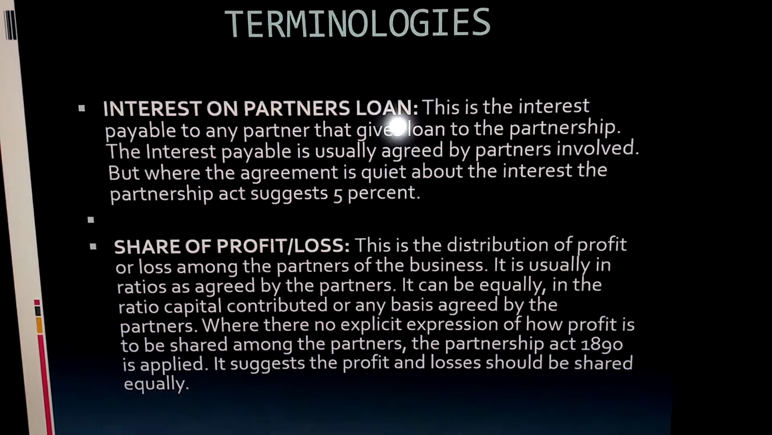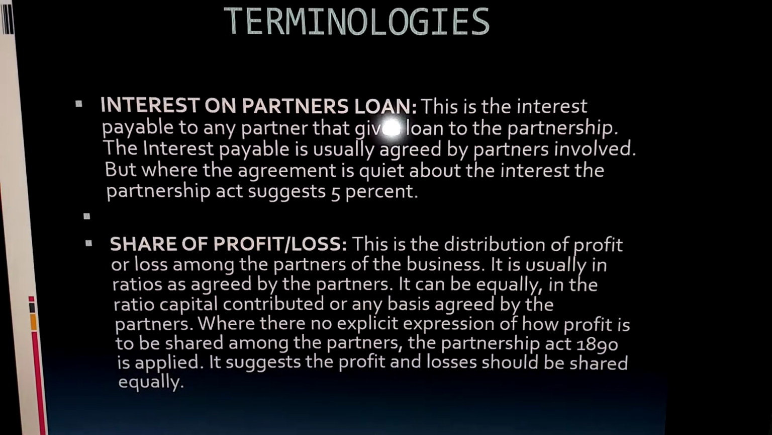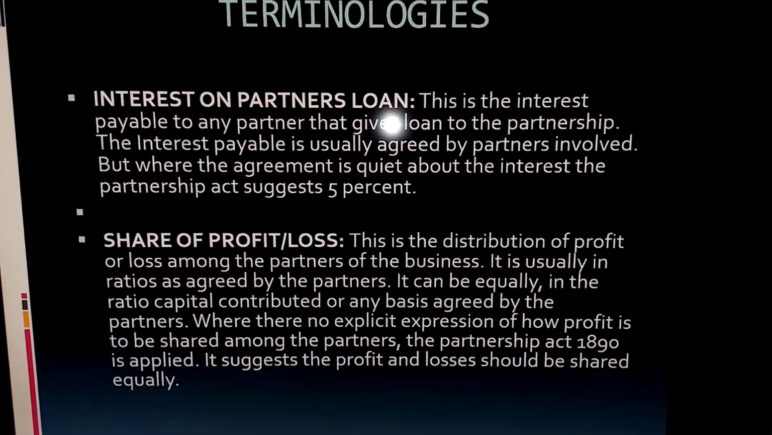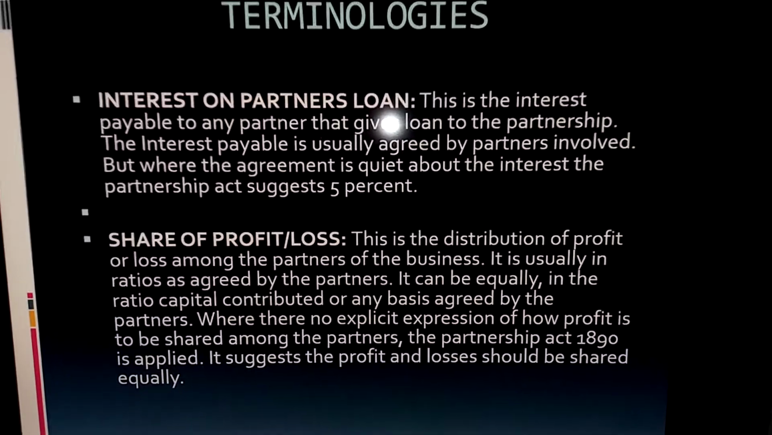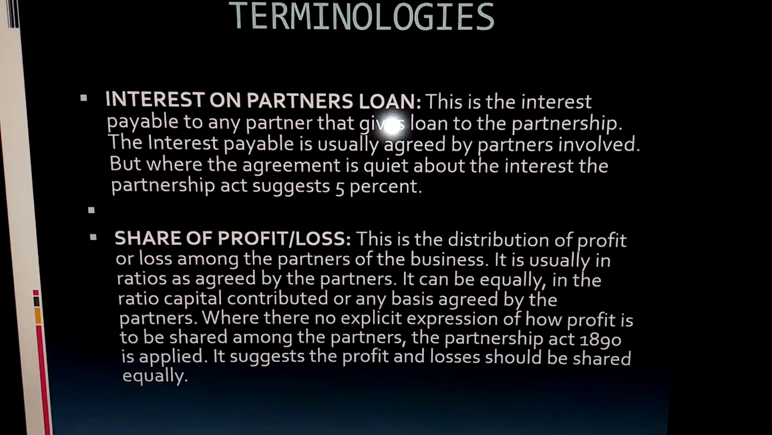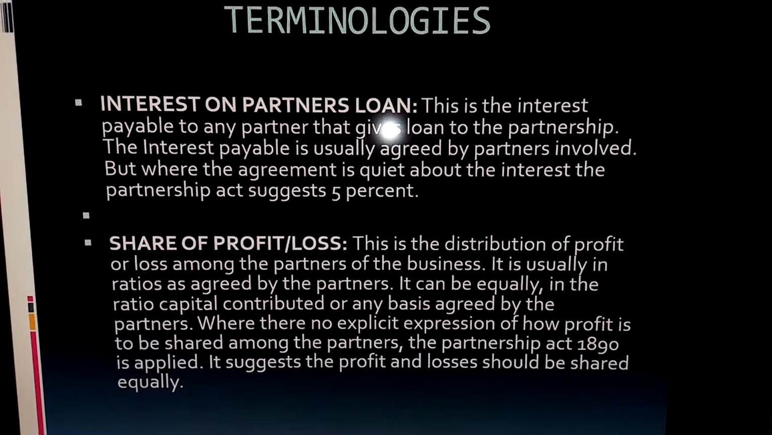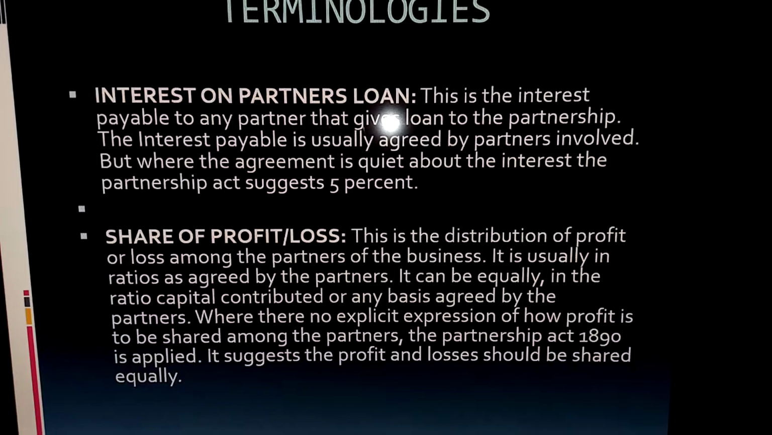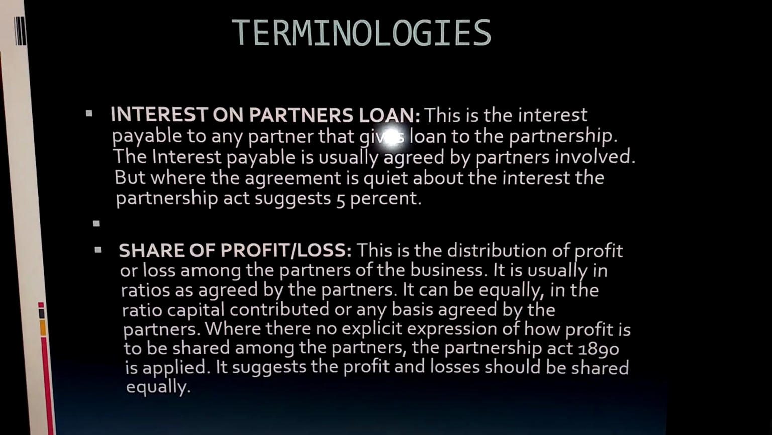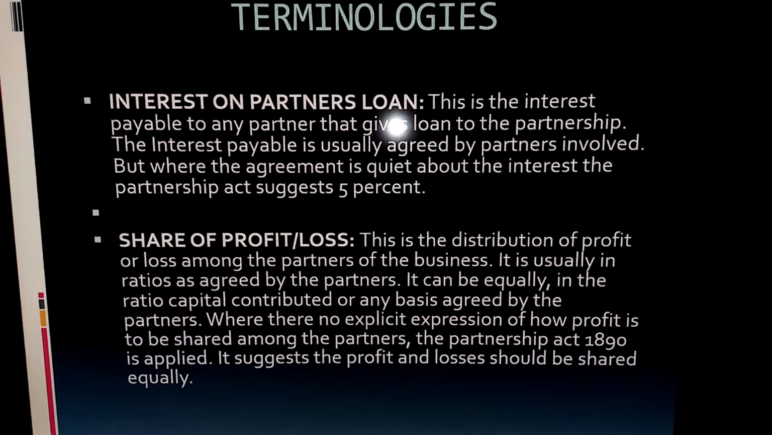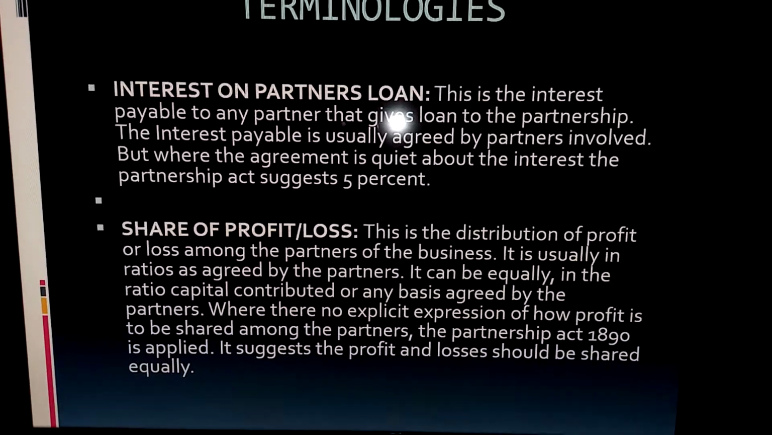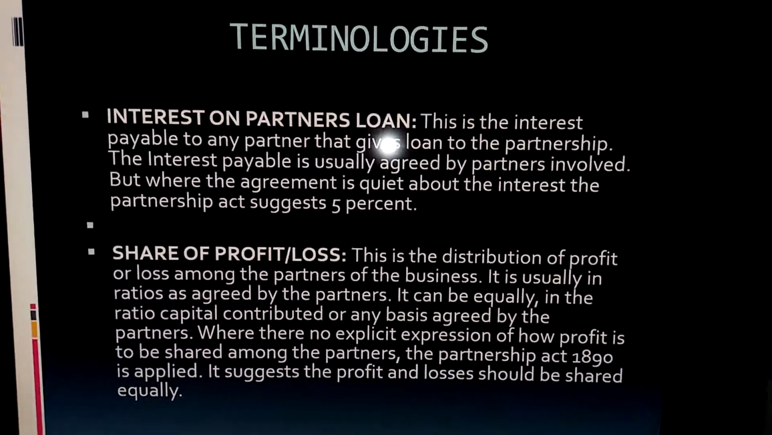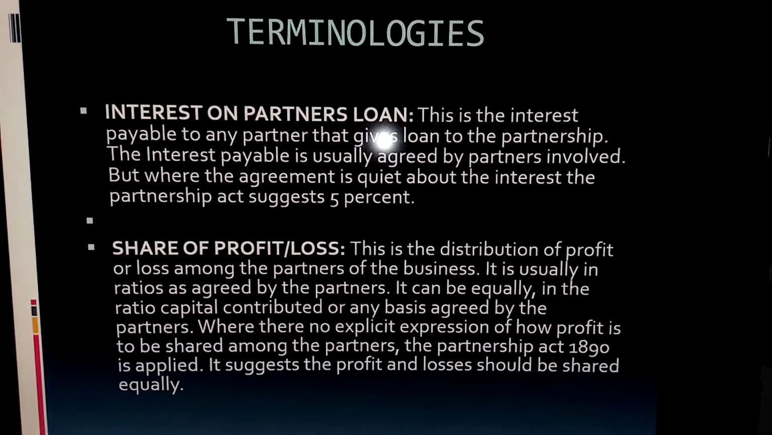Profit. So it means that as the business is operated, it either makes profit or loss. So when profit is made, it is shared among the partners. So we call it share of what? Profit or what? Loss. So usually you can share profit in any format, maybe equally, maybe by capital contributed ratio, or any basis agreed by the partners.